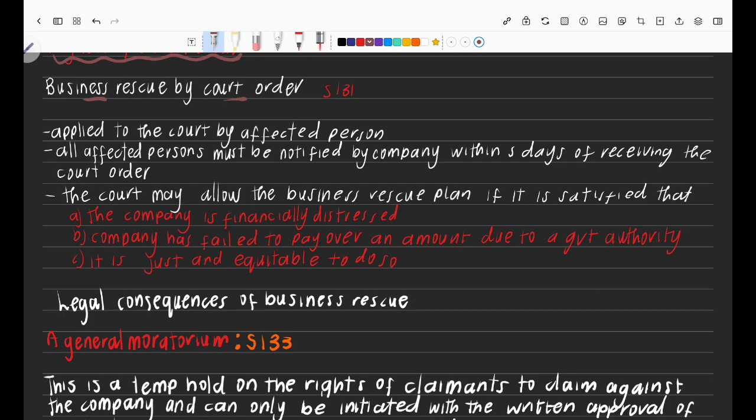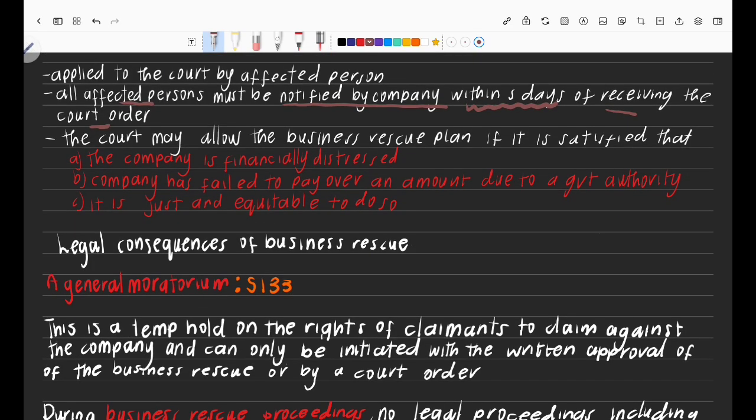Once an affected person goes to the court, all affected persons, so all the other people that did not initiate, must then be notified by the company, because there's going to be a court order. The company must notify these people that a business rescue plan was initiated within 5 days of receiving the court order. So it's 5 days, 5 days, 5 days.